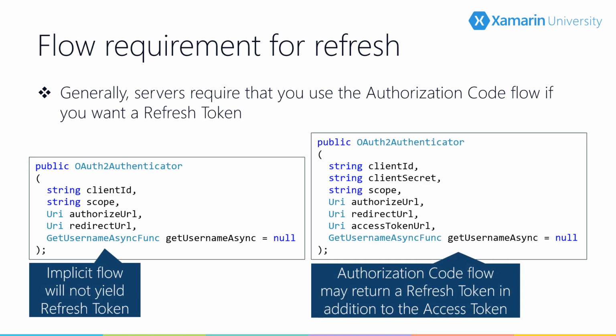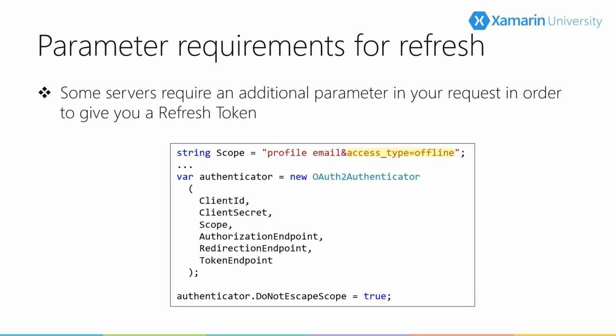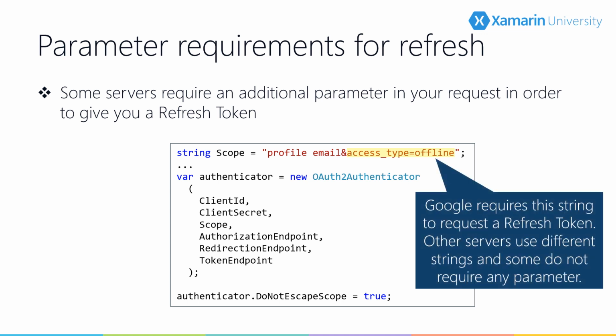Some servers automatically provide a refresh token when the access token is delivered when using authorization code flow, and some servers require a specific scope in order to yield that refresh token. Again, you can check the server documentation. Some servers require an additional parameter in your request in order to give you a refresh token. Xamarin.Auth allows you to include the extra parameters by adding them to your scope, and you'll also need to set the do not escape scope property to true.